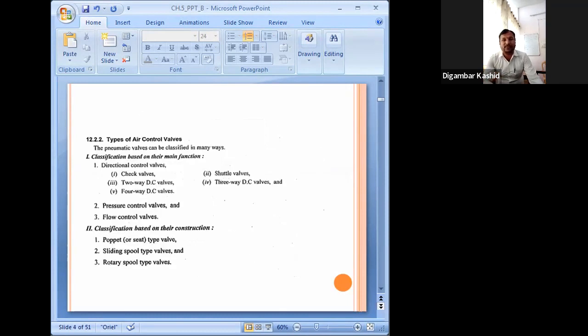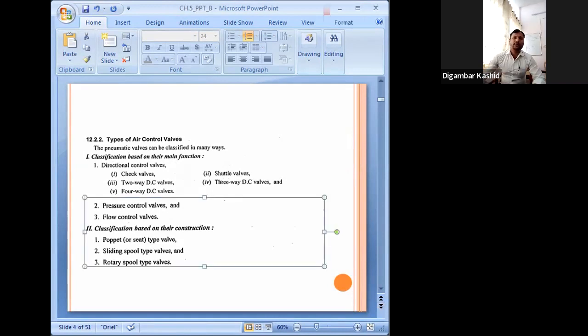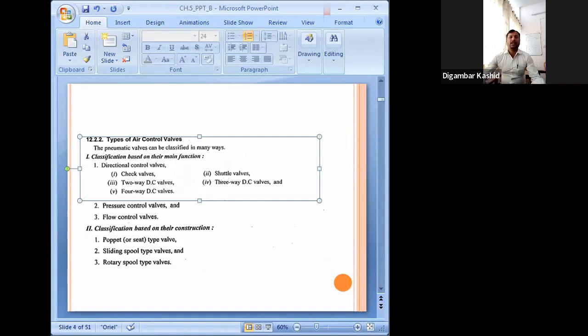Now let us go for the classification of the air control valve, or the types of air control valve. We'll discuss this one by one. These pneumatic valves can be classified in many ways. The first is the classification based on their main function. How are these air control valves classified? Based on their main function, one is direction control, then pressure control, and flow control.